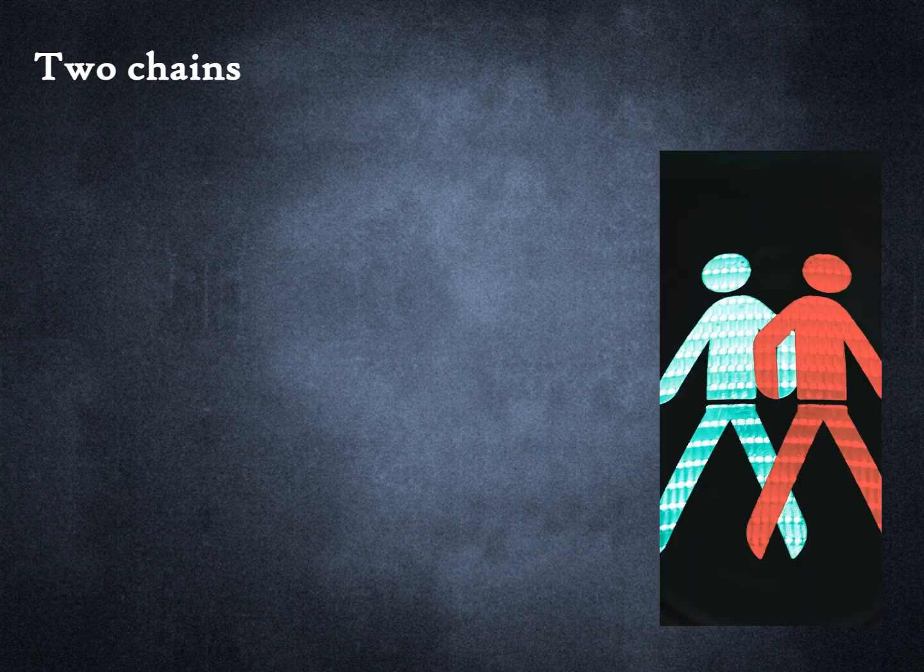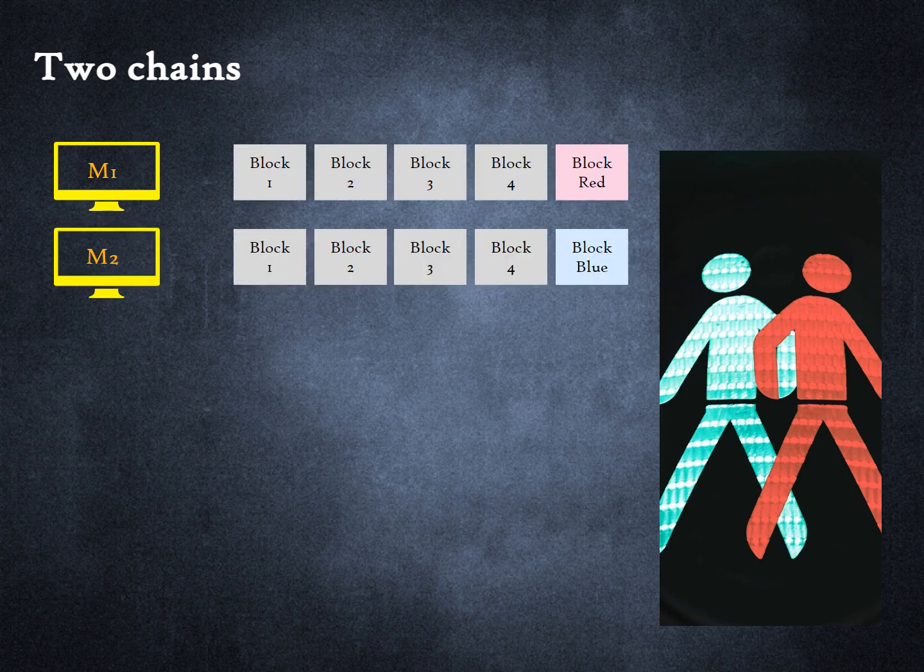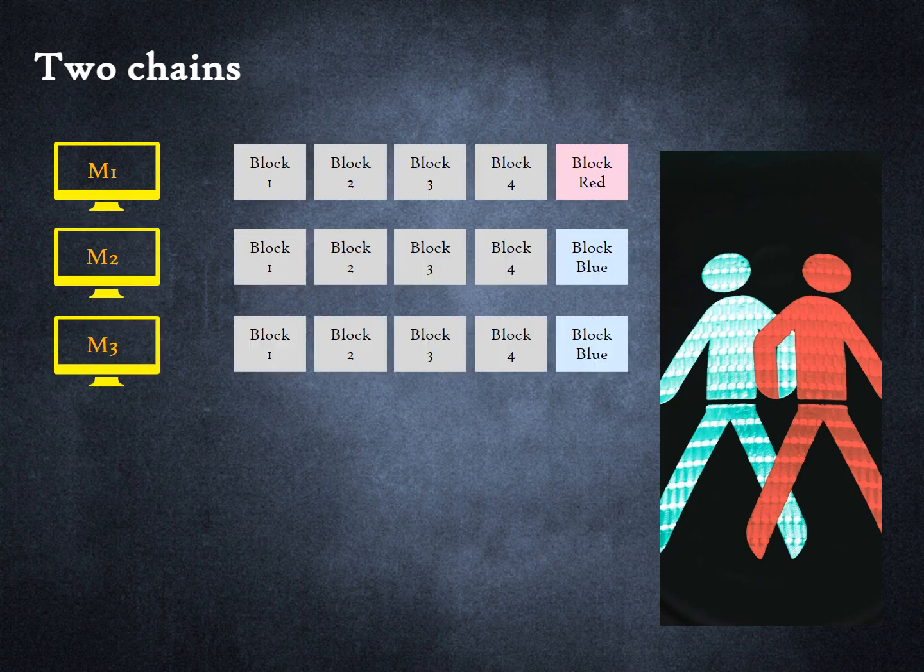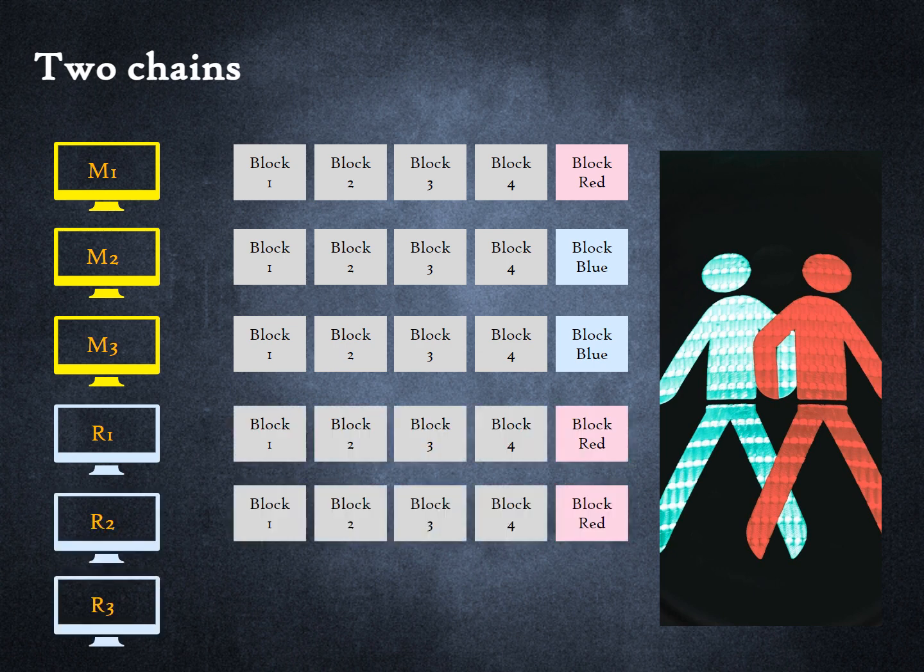Now we can take a snapshot of what the blockchain looks like in each node. Some nodes have the red block and some have the blue block. We can call them chain red and chain blue. Miner 1 is on chain red. Miner 2 is on chain blue. Miner 3 is on chain blue. R1 is on chain red. R2 is on chain red. R3 is on chain blue.